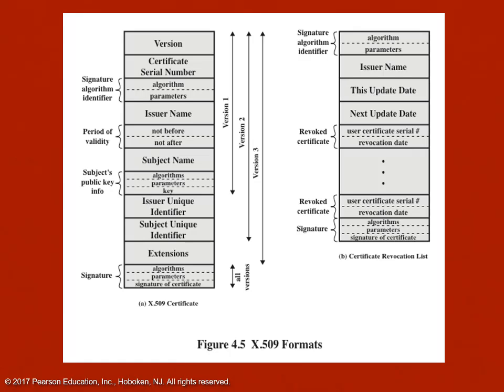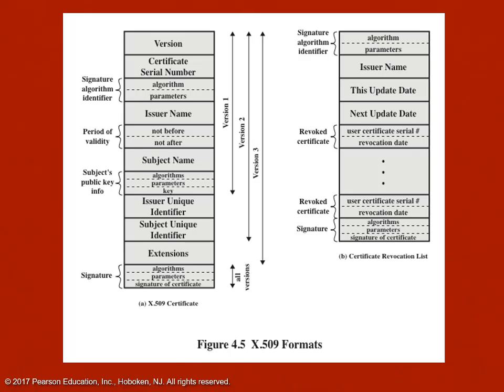Period of validity consists of two dates, the first and last on which the certificate is valid. Subject name, the name of the user to whom the certificate refers. That is, this certificate certifies the public key of the subject who holds the corresponding private key. Subject's public key information, the public key of the subject, plus an identifier of the algorithm for which this key is to be used, together with any associated parameters.